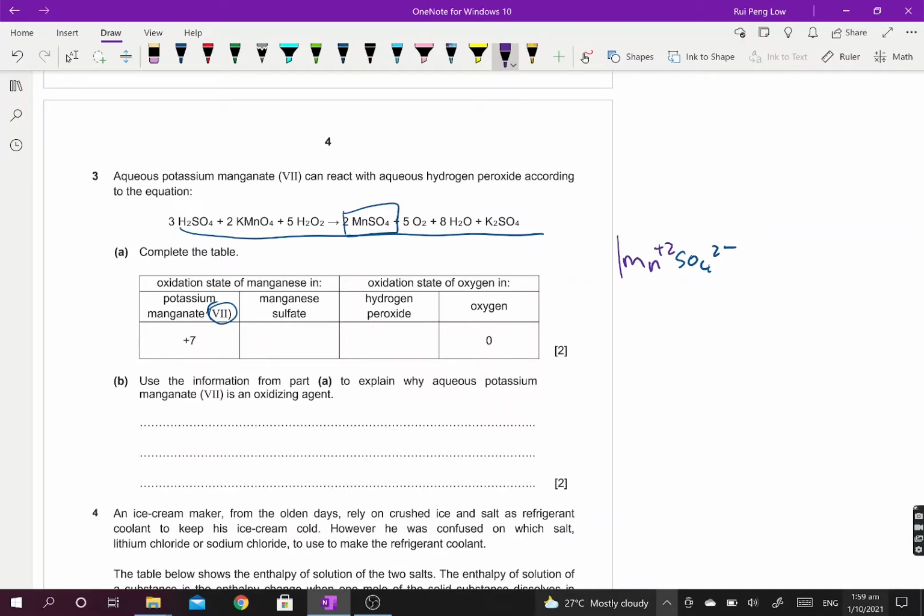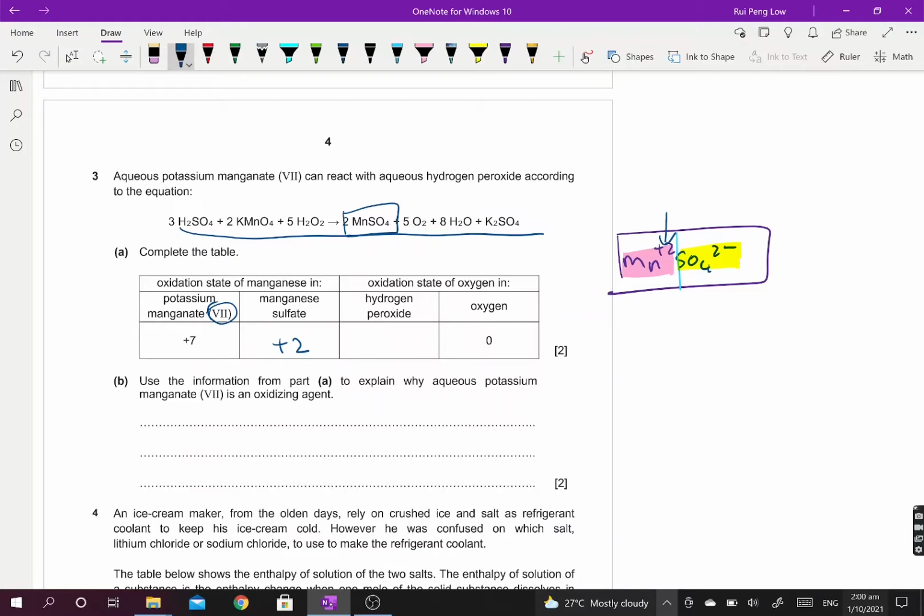Okay. So a little side tip is that whenever I take a look at salts, it always has two components, your positive ions and your negative ions. So the charge needs to be balanced out. So this is plus 2. Okay. So this is why the oxidation state is plus 2.